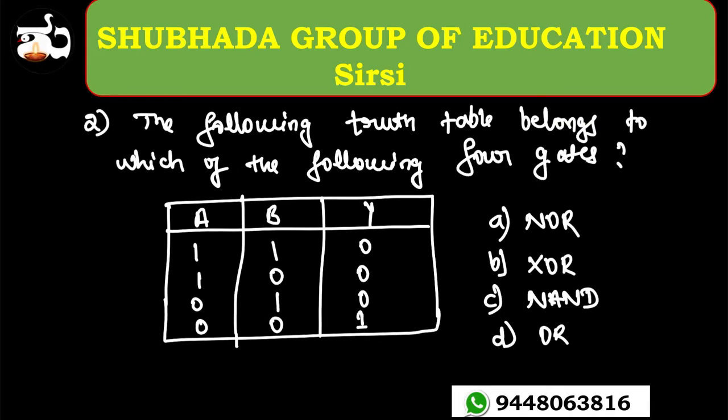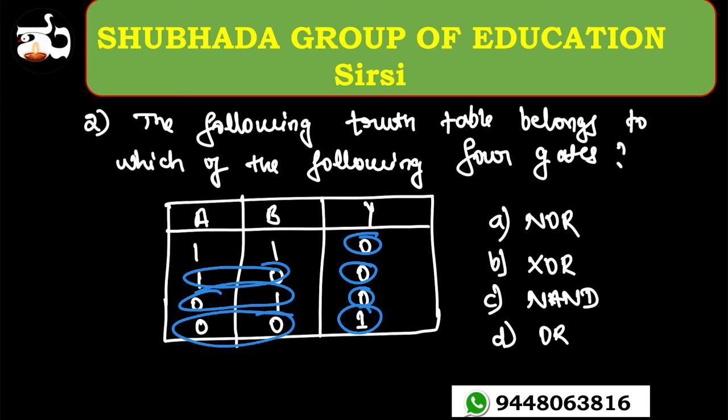Look at the next problem. The following truth table belongs to which of the following four gates? Here for the input 1 1, the output is 0, and for 1 0, again the output is 0, and for 0 1, you are getting the output as 0, and for 0 0, you are getting the output as 1. Inputs 0 0, 0 1, 1 0, 1 1, right?